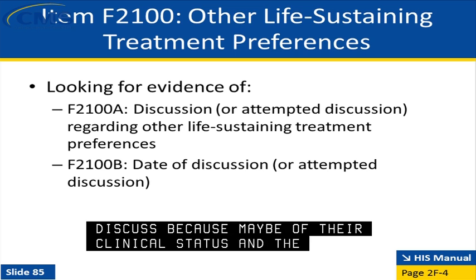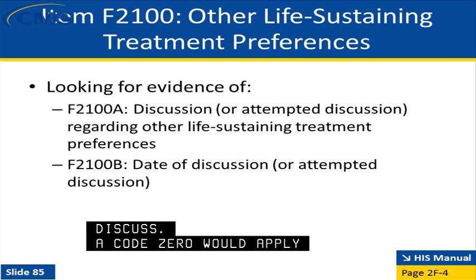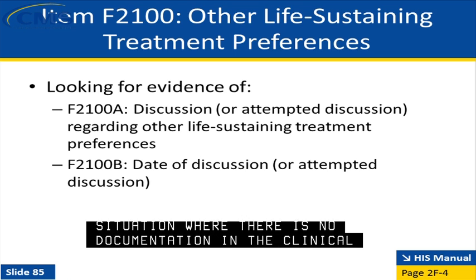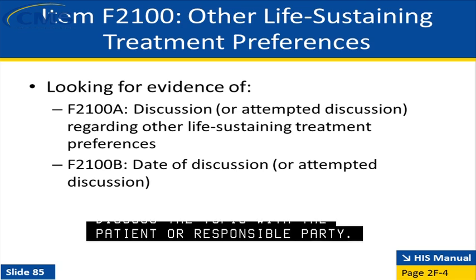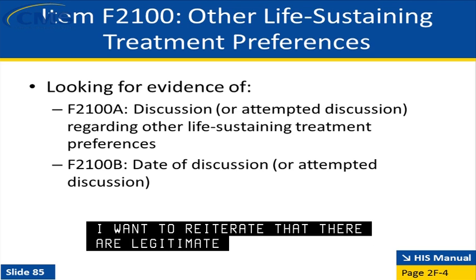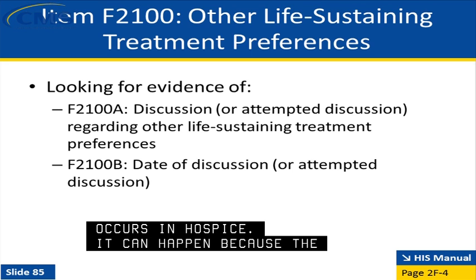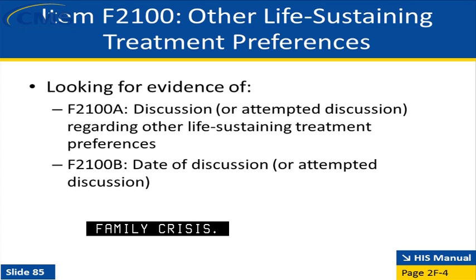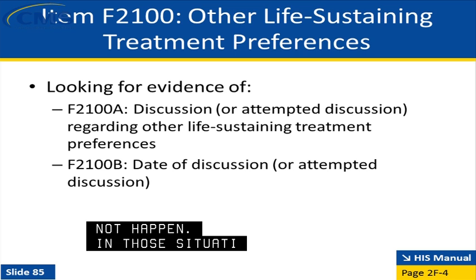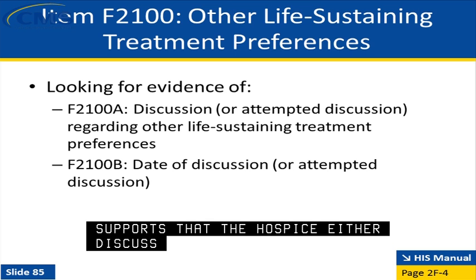And a code 0 would apply to a situation where there is no documentation in the clinical record that the hospice discussed or attempted to discuss the topic with the patient or the responsible party. And I want to reiterate that there are legitimate reasons why this occurs in hospice. It can happen, again, because there are immediate critical needs with respect to symptom management or a family crisis. And there are times where this conversation just cannot or should not happen. And in those situations, you're not going to find documentation that supports that the hospice either discussed these preferences with the patient or their responsible party, or even attempted to discuss them, and that happens as well.